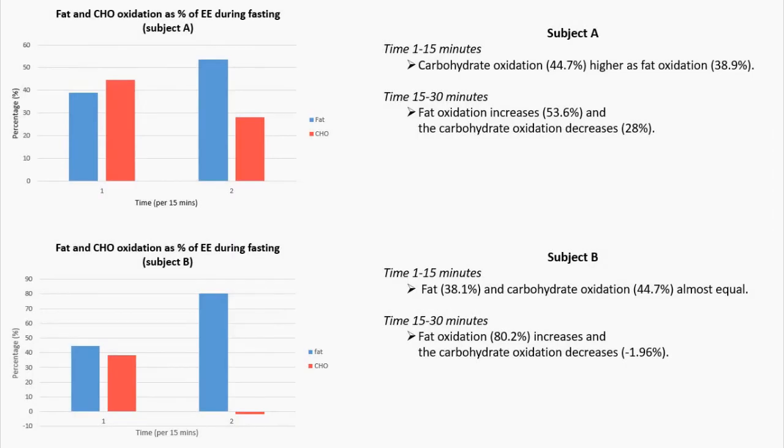When looking at the results in percentages for the 30 minutes baseline measurement that was divided in two groups of 15 minutes in subject A and B, we notice a higher carbohydrate and a lower fat oxidation in the first 15 minutes of subject A. This changes in the last 15 minutes in which the fat oxidation increases and the carbohydrate decreases. However, for subject B, the carbohydrate and fat oxidation are almost equal during the first 15 minutes before the fat oxidation increases and the carbohydrate oxidation decreases.